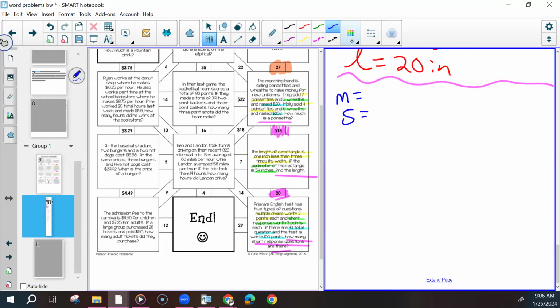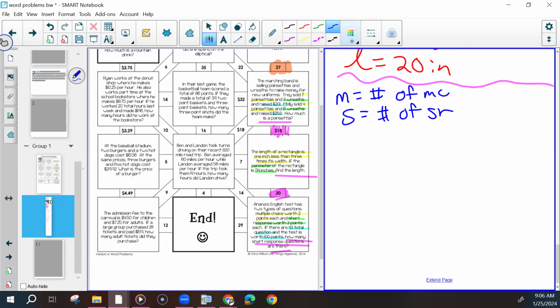What would M and S represent? What about the multiple choice and the short answer, short response? Number of questions. So number of multiple choice and number of short response, because we already know their worth. Right, this one has 4 numbers, so 3 of them are going to be used together. Then the other one is going to be off by itself.